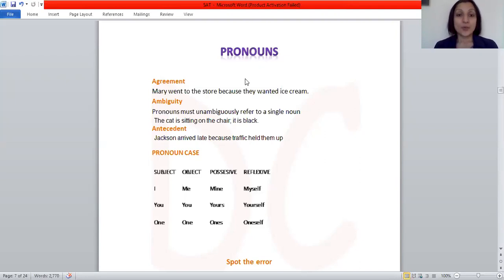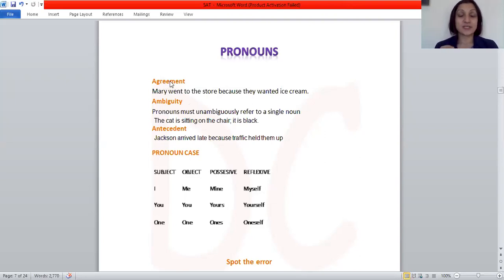Now, what does the SAT test? This is something simple we studied in school in first grade, second grade, so that's not what the SAT is going to look into. The SAT looks at what you can see on screen right now.